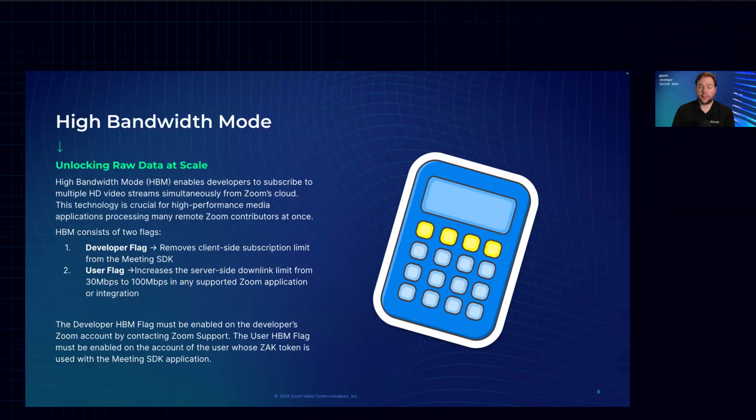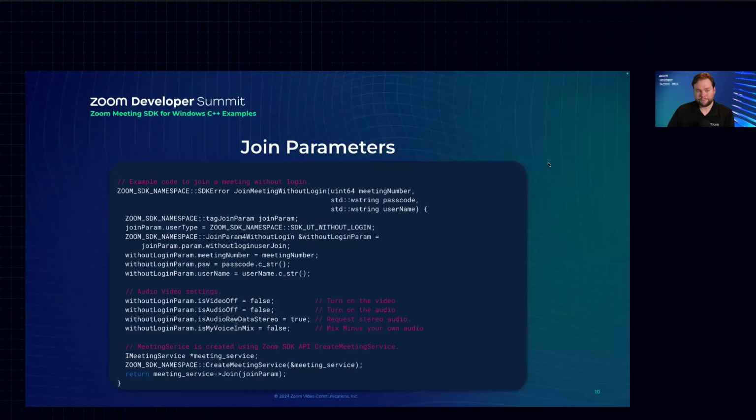So the HBM flag for developers must be enabled on the developer account by contacting Zoom support, and there's information on this in our documentation about what to reach out for specifically to get that enabled. The user HBM flag is optional, and it can be enabled on an account whose ZAC token is used with the meeting SDK. So for example, if you sign into an app as a specific user, then you can basically inherit the high bandwidth mode feature from that user account when they sign in.